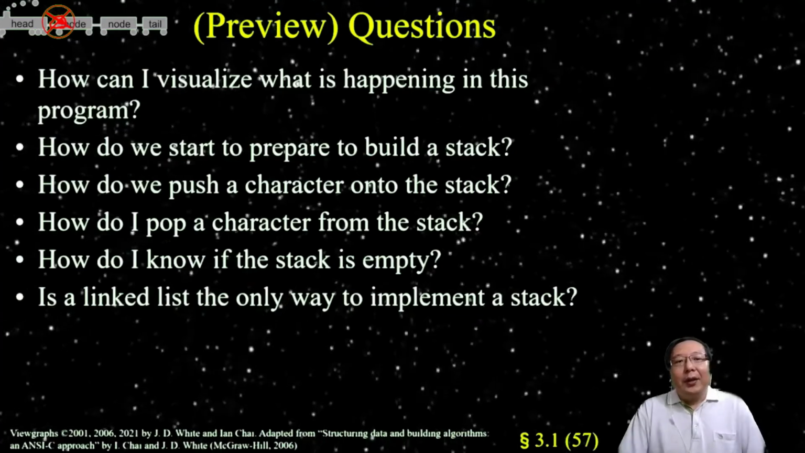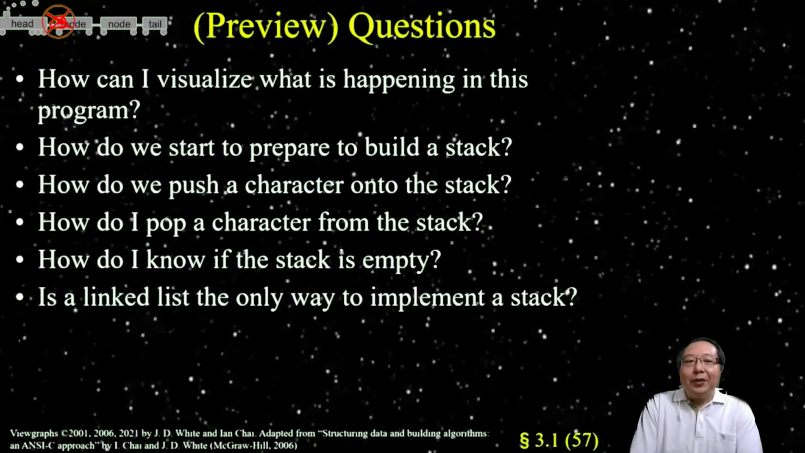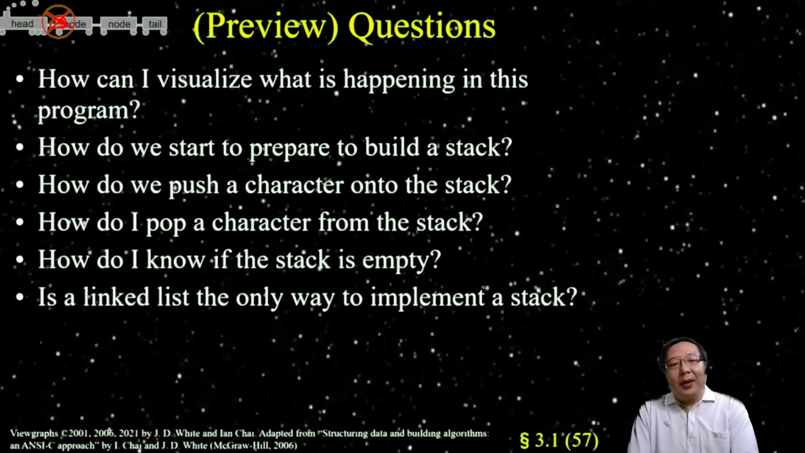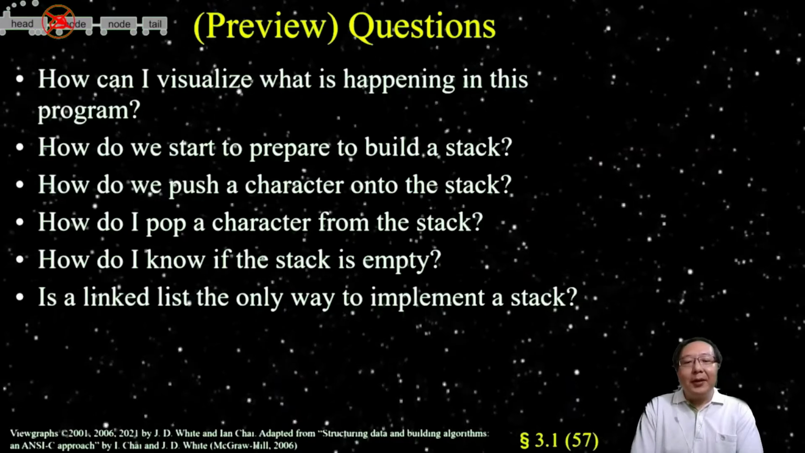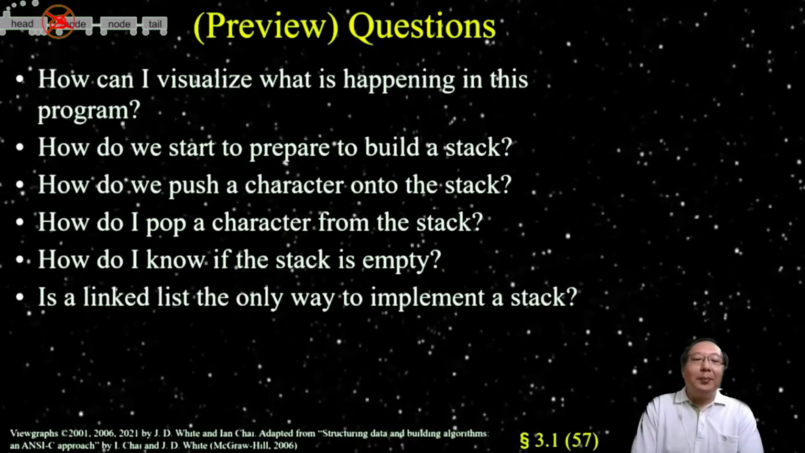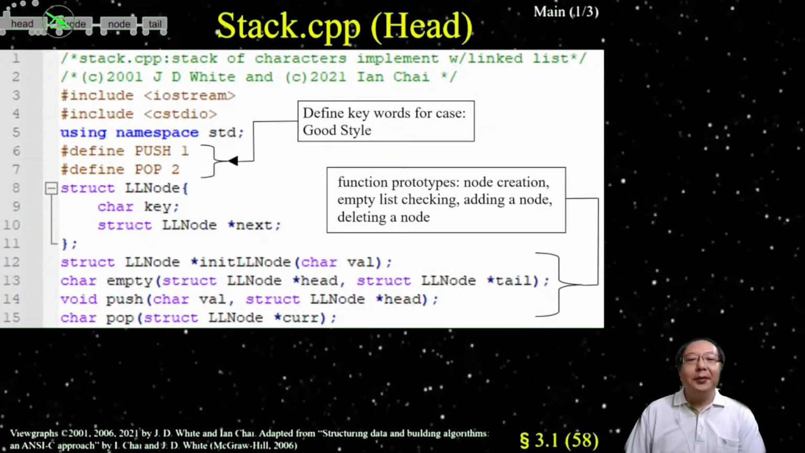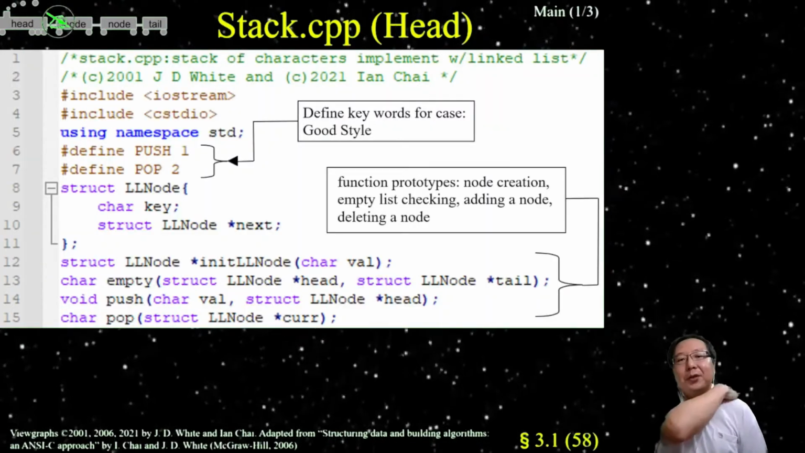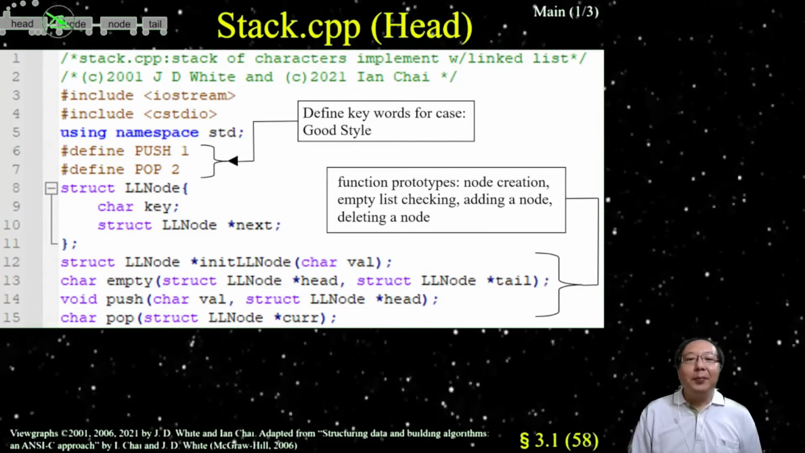Okay, so how can I visualize what's happening in this program? How do we start to prepare building a stack? How do we push a character into the stack? How do I pop a character from the stack? How do I know if the stack is empty? And is a linked list the only way to implement a stack? Well, let's look at this program, stack.cpp.